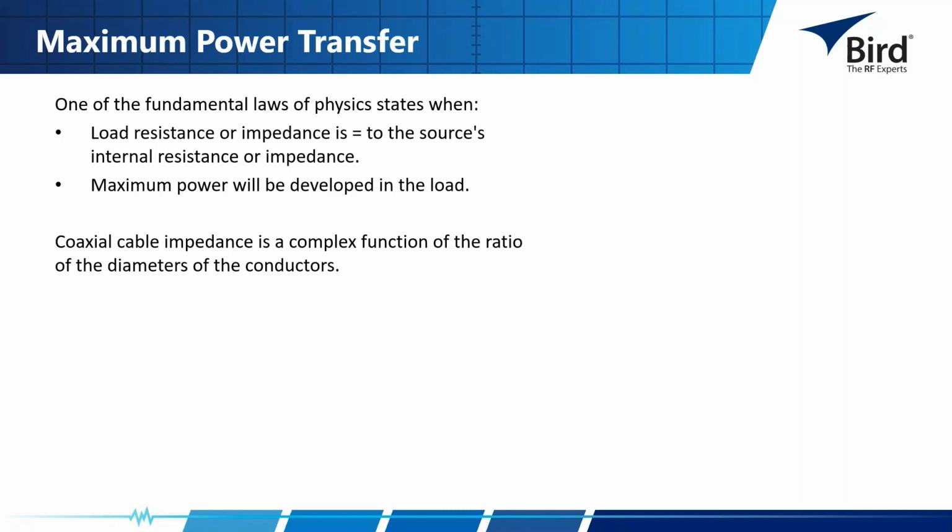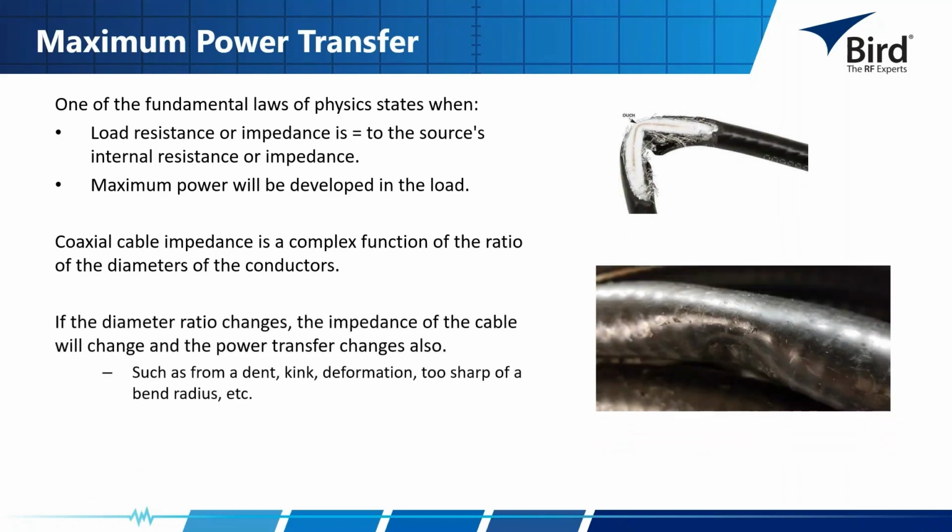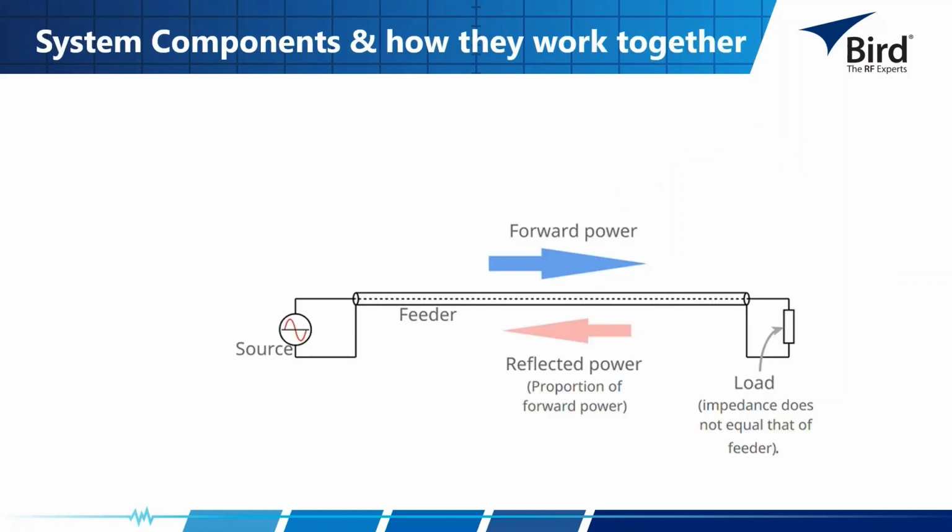And I mentioned coaxial cable impedance is a complex function of the ratio of the diameters of the conductors. If the diameter ratio changes, the impedance of the cable will change and the power transfer changes also. These change from things such as a dent, a kink, deformation, too sharp of a bend radius, etc.